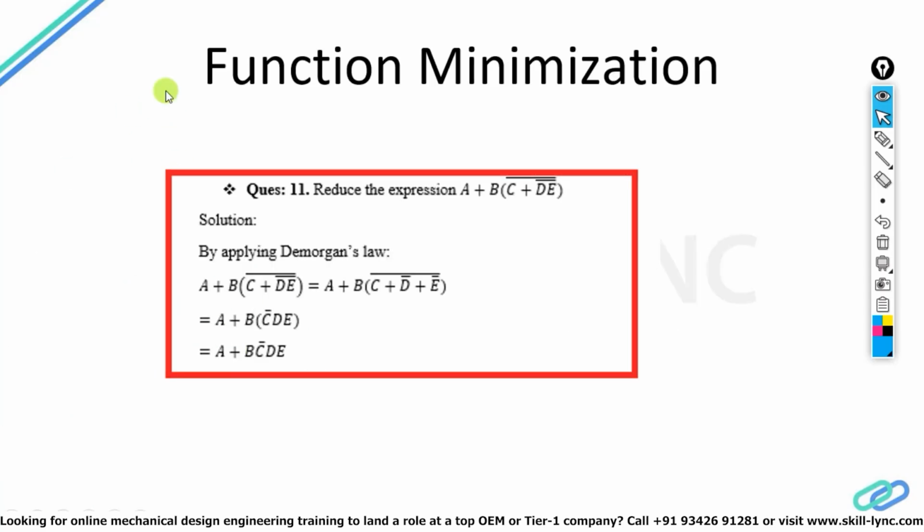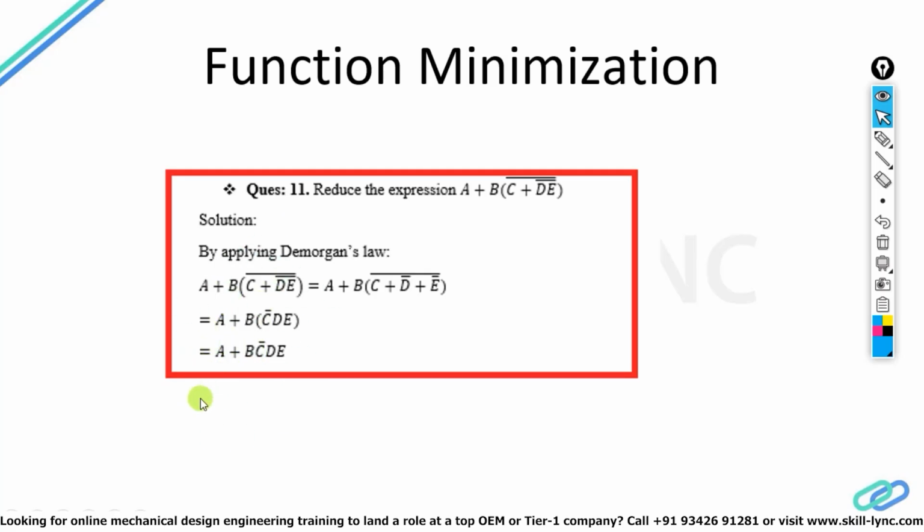Again we will apply DeMorgan's theorem here, because the question is a plus b into c plus de bar whole bar. First of all, solve it. De bar will become d bar plus e bar, so it becomes c plus d bar plus e bar whole bar. Now again you have to apply DeMorgan's law. DeMorgan's law says x plus y plus z whole bar equals x bar into y bar into z bar. So it will be c bar into d into e, and it becomes a plus b c bar de. Okay, this is the solution.